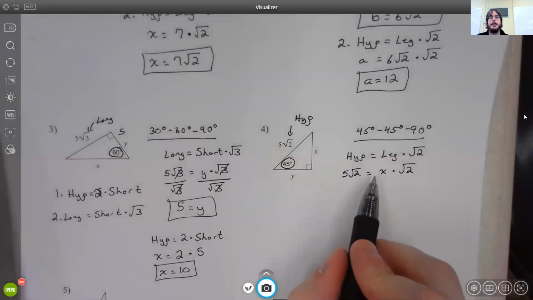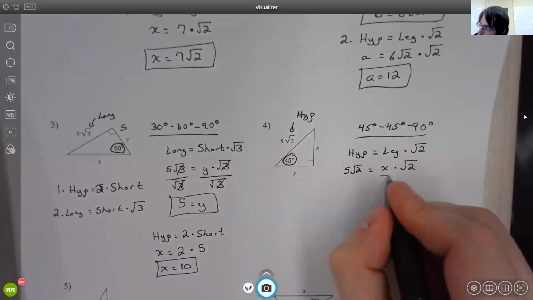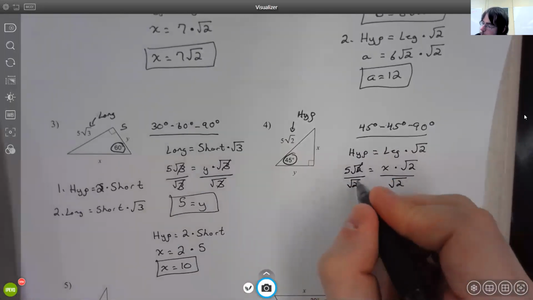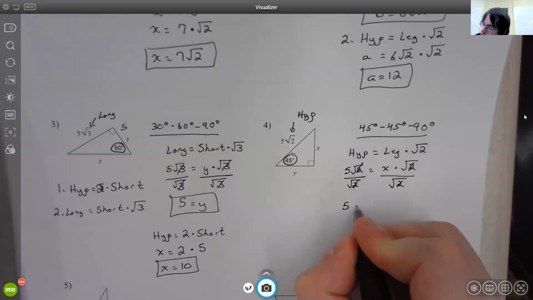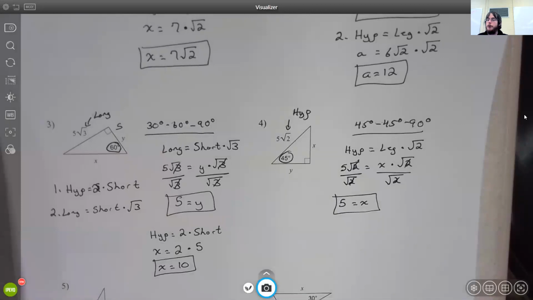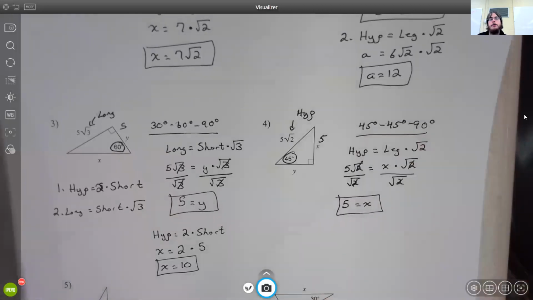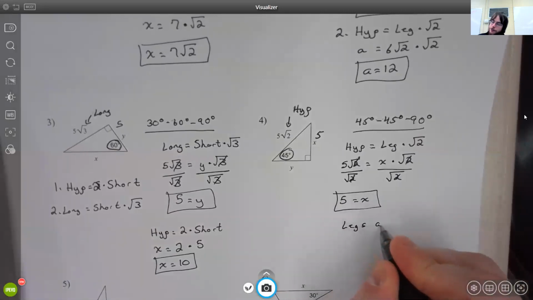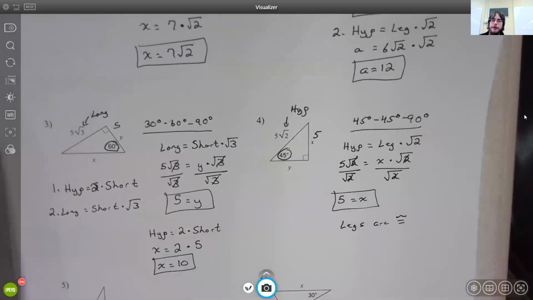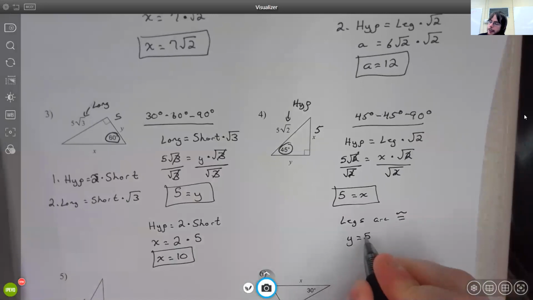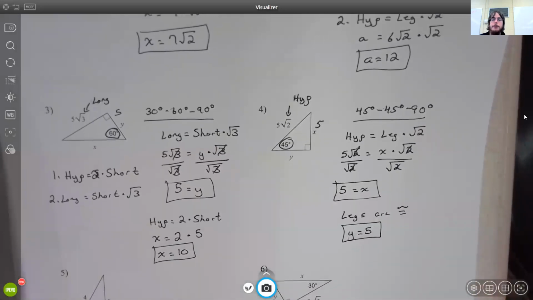You should be able to see that x would be equal to 5, but just like before, you divide by √2 to get rid of it. The √2's cancel, and you get 5 is equal to x. So if x is 5 and this is a 45, 45, 90, what would y be equal to? Well, the legs are congruent in a 45, 45, 90 triangle. So that means that y must be the same as x, which is 5.